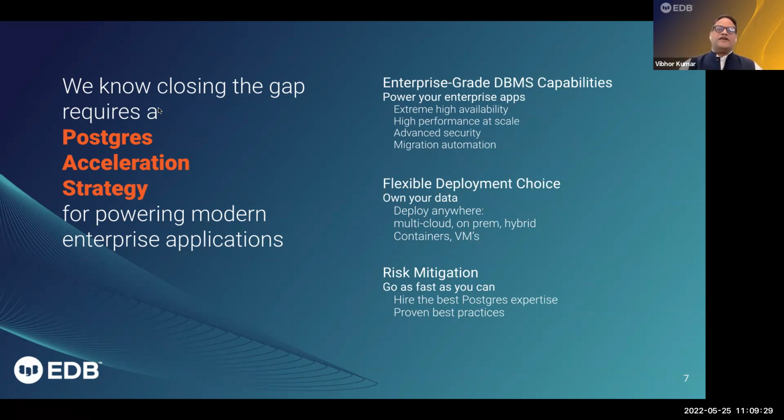So when we talk about enterprise-grade DBMS capabilities and powering enterprise apps, we talk about extreme high availability. EDB really helps customers define high availability around Postgres. We help define the performance and scalability options. Again, performance is key and varies from application to application. Whatever your performance need, EDB can help you in that direction.